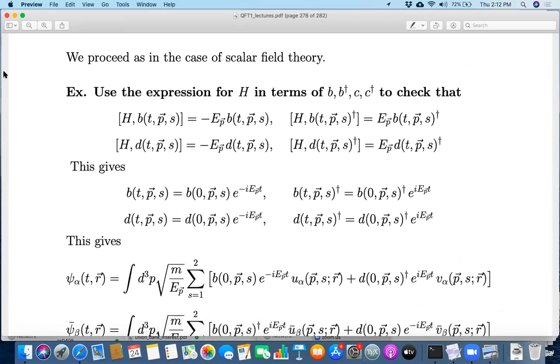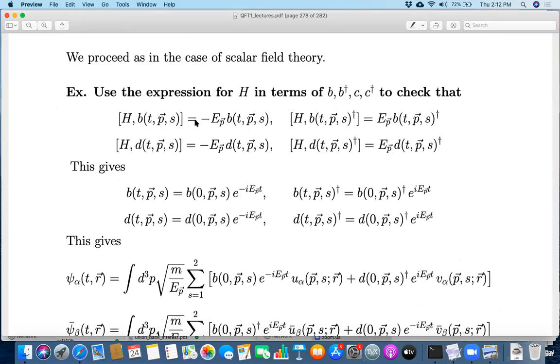So to do that, we'll use these commutation relations. [H,b] is given by minus E_p times b, [H,b†] is E_p times b†. These are more or less identical to what we had for Klein-Gordon theory, except that instead of b we had a and a†. Similarly, [H,d] is minus E_p times d, and [H,d†] is E_p times d†.